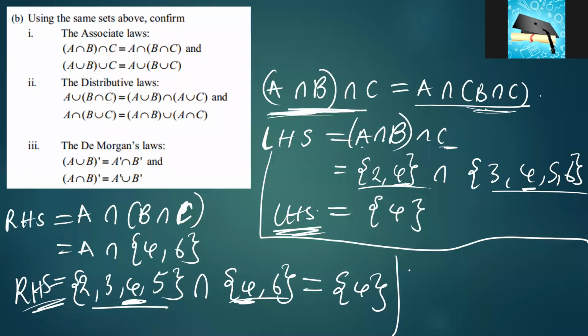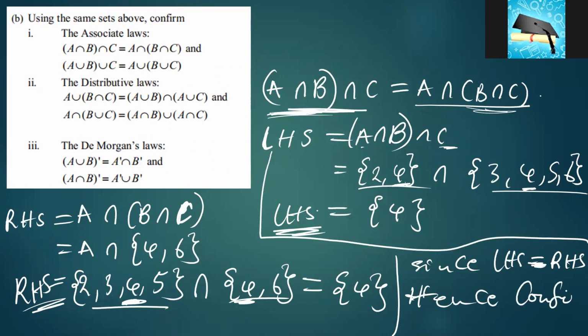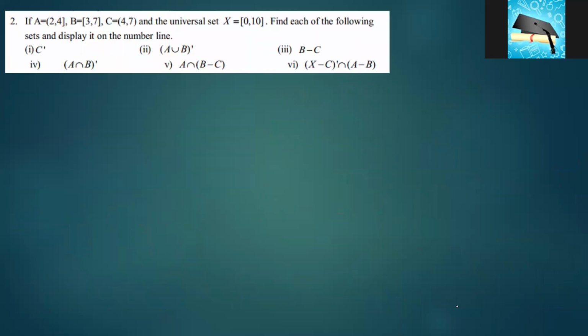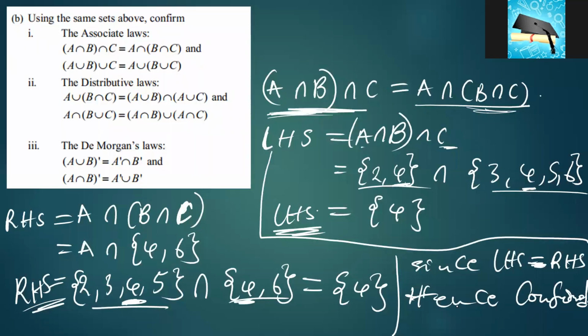So you can now conclude to say, since the left-hand side is equal to the right-hand side, you just say hence confirmed, because they're asking us to confirm. So you've confirmed the first part. In other words, what they're trying to say here is that you are simply just solving.